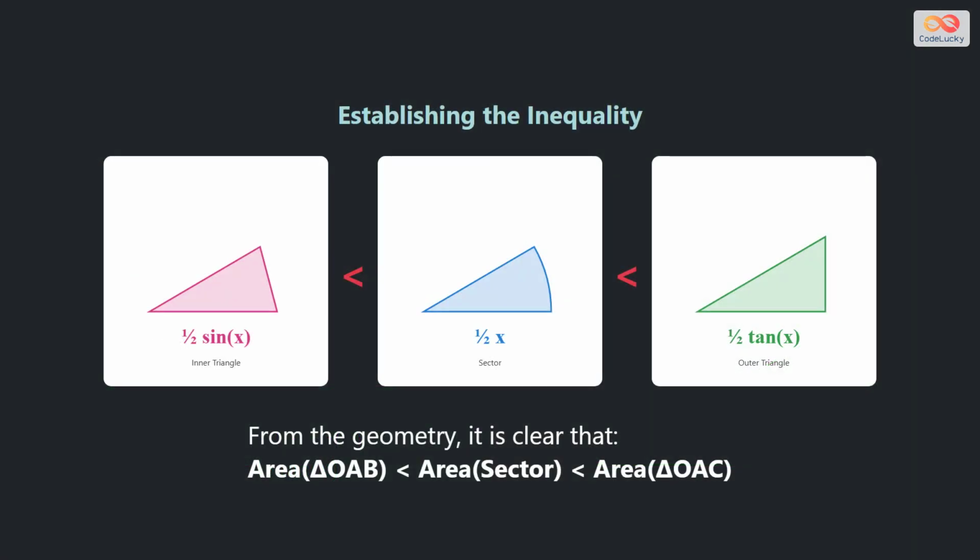Now we can line them up. Visually, it is obvious that the pink triangle fits inside the blue sector, and the blue sector fits inside the green outer triangle. This allows us to write a strict inequality. The area of the inner triangle is less than the area of the sector, which is less than the area of the outer triangle.